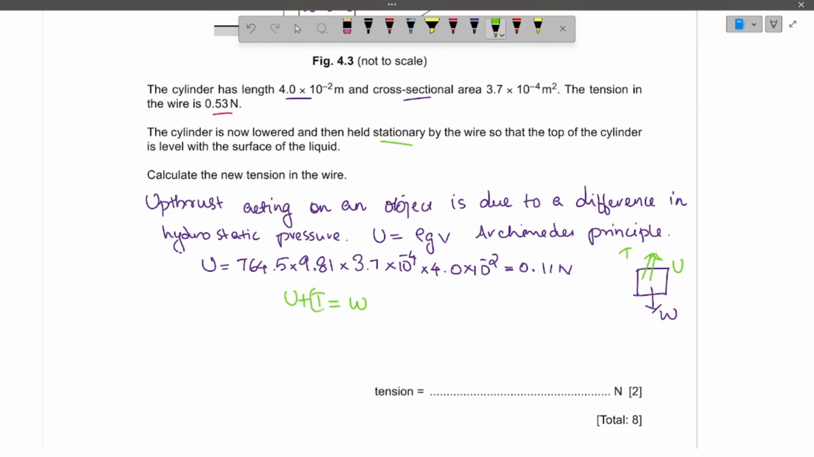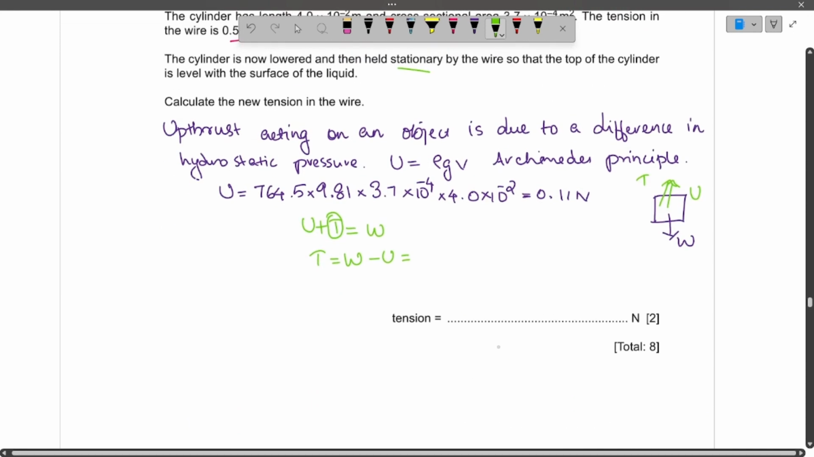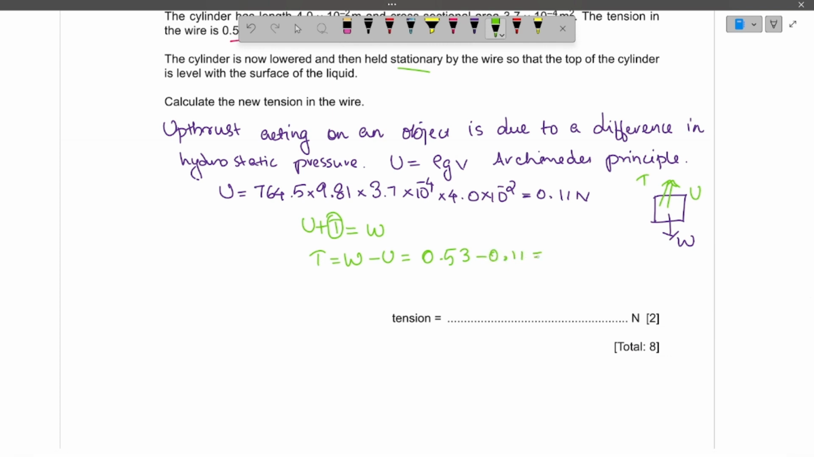So what you need to find out is tension. So tension is equal to weight minus the upthrust. Weight is already given. As I told you, the tension in the previous case would be the same as the weight of the cylinder. So directly you may substitute 0.53 minus 0.11, which is equal to 0.42 newton. So the new tension acting on this wire would be 0.42 newton.